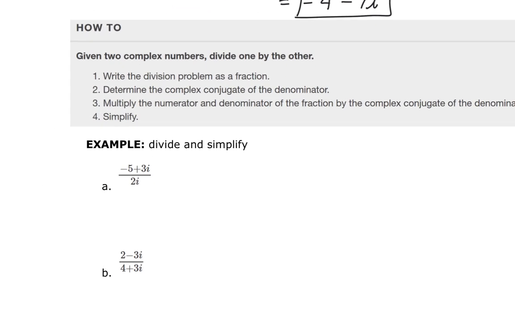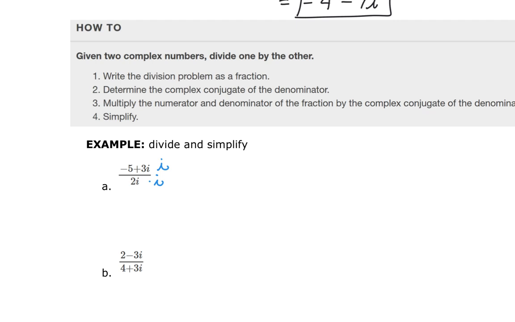When I'm asked to do division of complex numbers, when I see a complex number in the denominator, what it really is is a square root. So when they're asking me to do division of complex numbers, what they're asking me to do is rationalize the denominator. The way I'm going to rationalize the denominator is I'm going to multiply by whatever I need to get rid of the square root in the denominator. In this case, it just happens to be i.